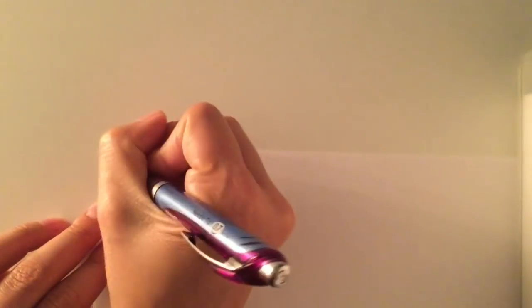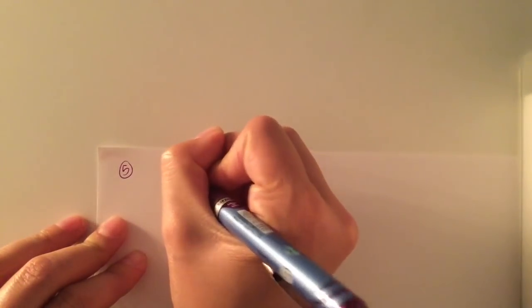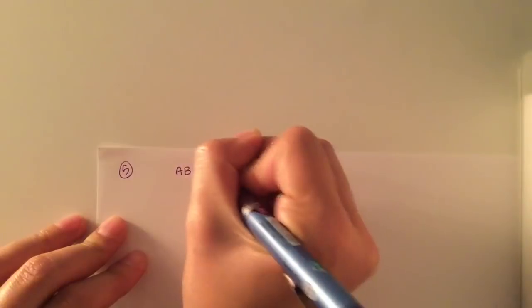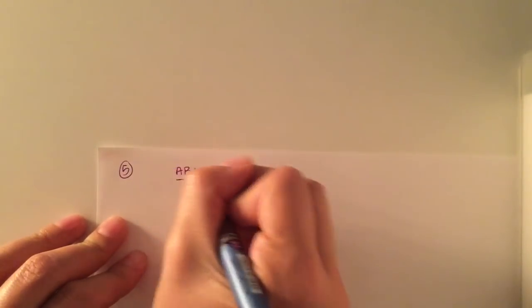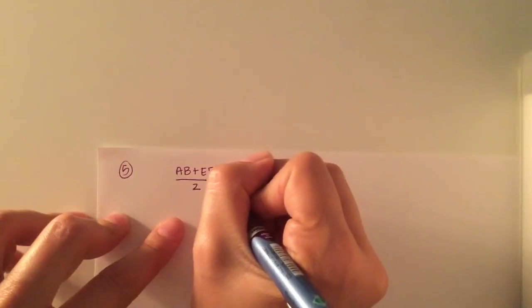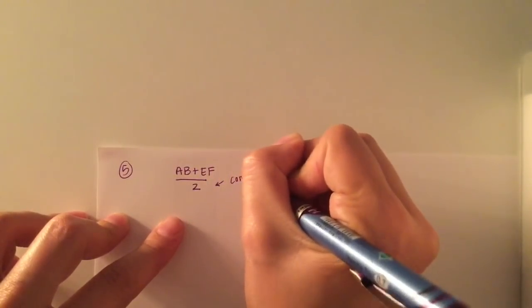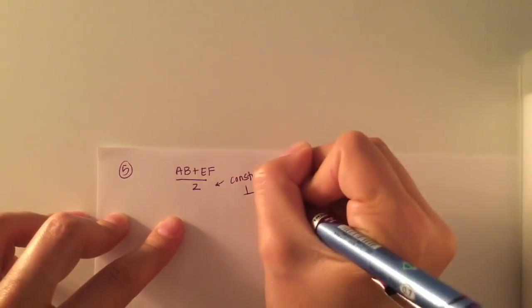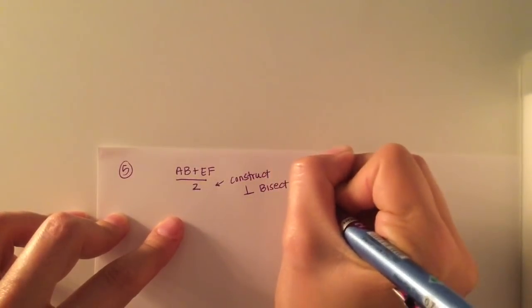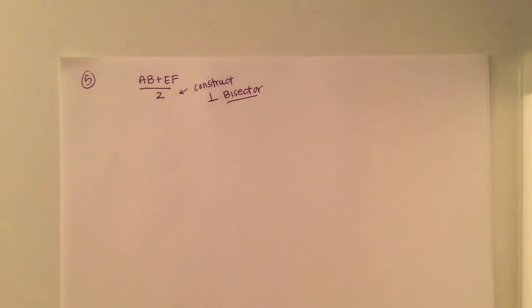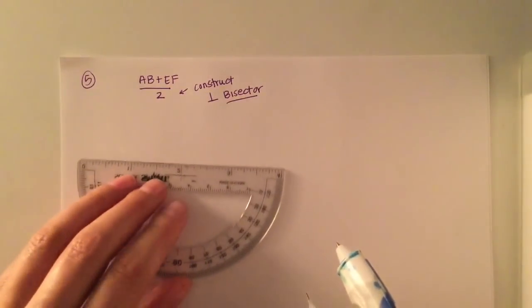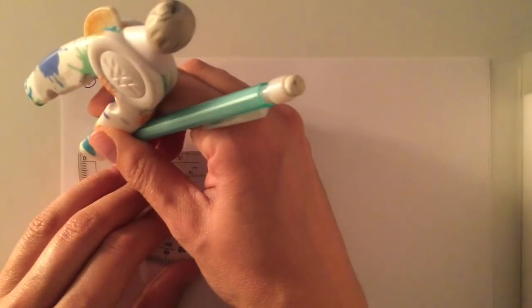So for number 5, remember that the average is we add up the values and divide by how many values we have. So if I add AB plus EF, that's 2 segments, so I'm going to divide by 2. When I divide by 2, I need to construct the perpendicular bisector, because that will give me 2 equal halves. So what I'm going to do is I'm going to first start off by drawing a segment. This is probably going to have to be a little bit longer.